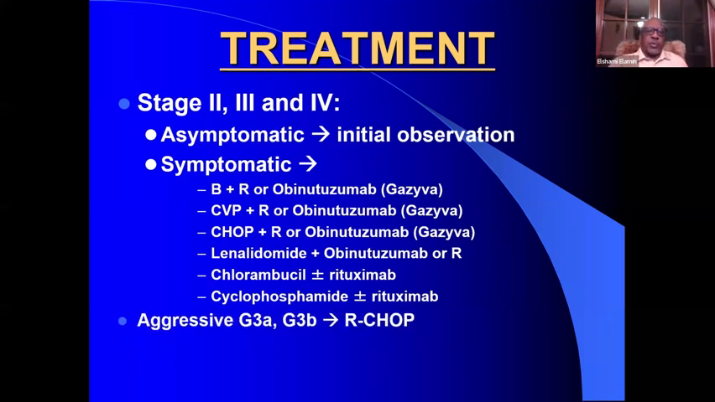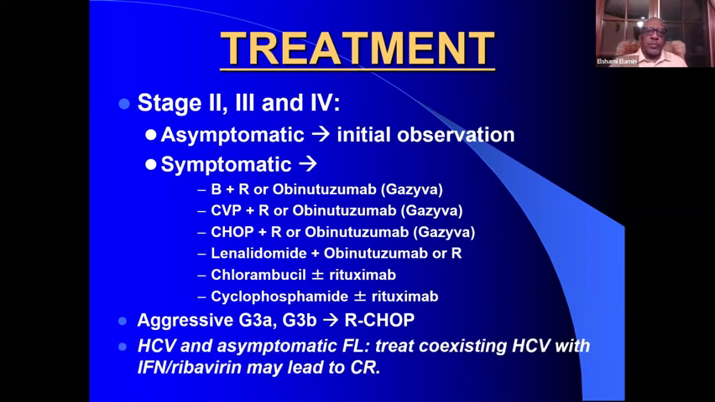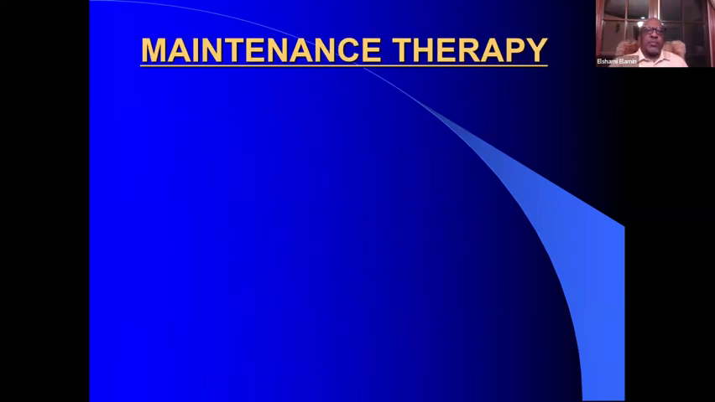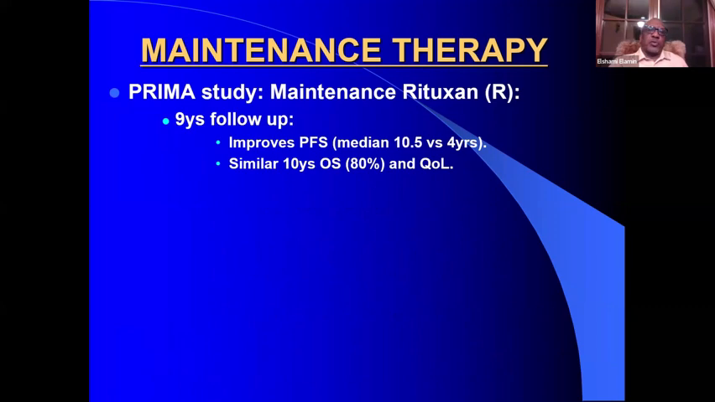For aggressive grade 3A, especially grade 3B, treat them with R-CHOP similar to diffuse large B-cell lymphoma. We mentioned this early, hepatitis C and asymptomatic, we treat hepatitis C. Maintenance therapy. Here we use the maintenance. Remember, we said there is no role for maintenance therapy for diffuse large B-cell lymphoma, but we do use maintenance therapy for low-grade lymphoma. This is from the PRIMA study, maintenance rituximab.